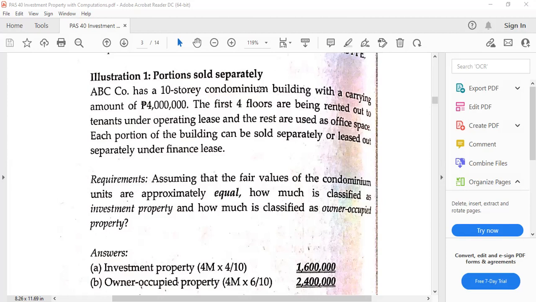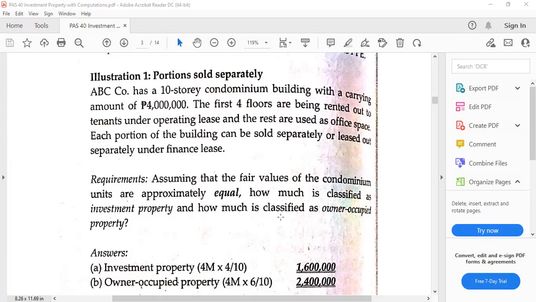But here in illustration 1, the portions can be sold separately, meaning to say we just have to classify them and we are going to allocate the cost of the building or carrying amount based on, let's say, the number of floors dedicated for IP and the number of floors dedicated for OCP. So we can see here that this is a 4 million 10-story condominium building. So I will give you also a minute to be able to read the problem. Should be pausing this part here.